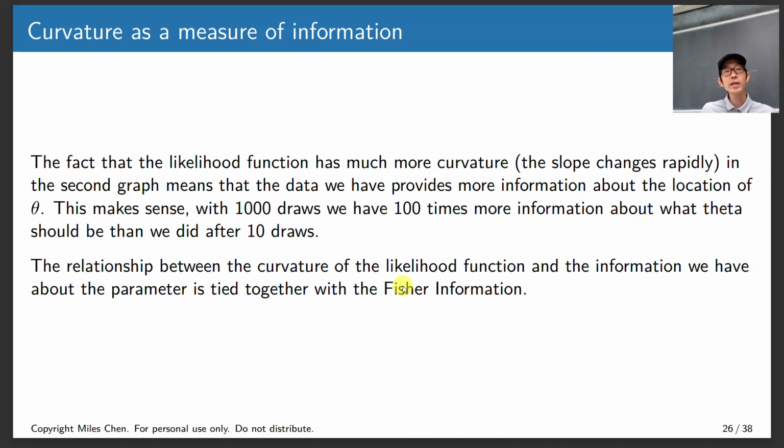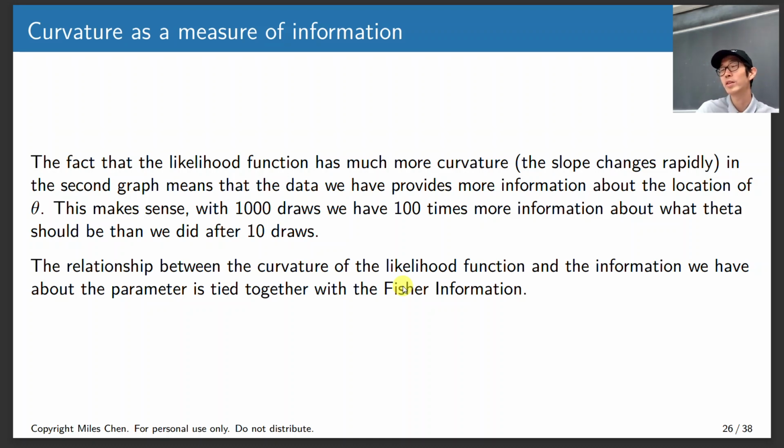Okay, so the fact that this likelihood function has much more curvature in the second graph, where we had 1,000 observations, indicates that the data we have provide a lot more information about the location of theta. Intuitively, that also makes sense. If you have 1,000 draws from the bag, we basically have 100 times more information about what theta should be than we did after only 10 draws.